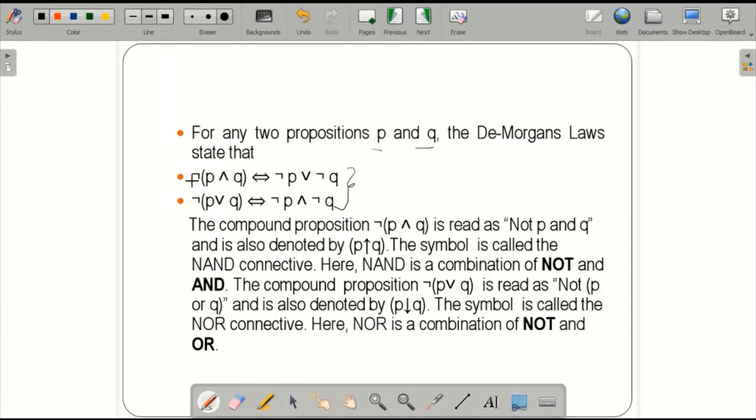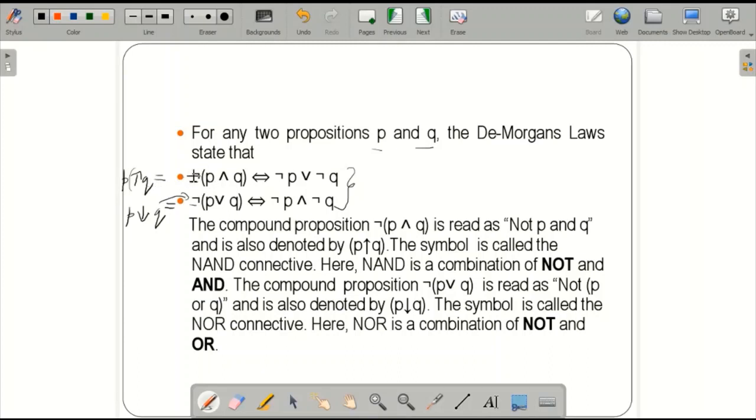Now, this is read as not (P and Q), and this is read as not (P or Q). So this can also be written as "not and". This is nothing but the NAND operation, and this can be written as "not or", with the arrow mark downwards, since you can just remember it as or. So this is NAND and this is NOR, and that is equal to this expression. This "not and" is replaced by this particular symbol.